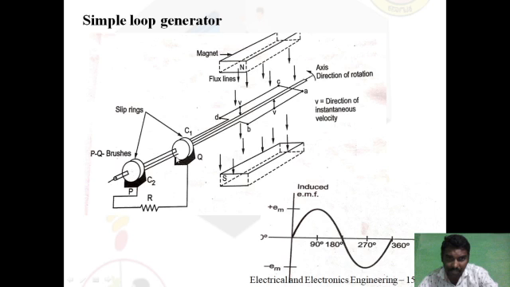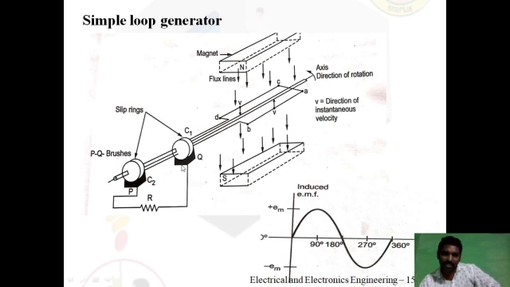The slip rings are again placed on the brushes. You can observe P and Q are the two brushes which are placed on the slip rings. The slip rings rotate with the conductor. As I rotate the conductor, these slip rings rotate with the conductor. They slip over the brushes and rotate along with the conductor whenever the conductor is rotated.